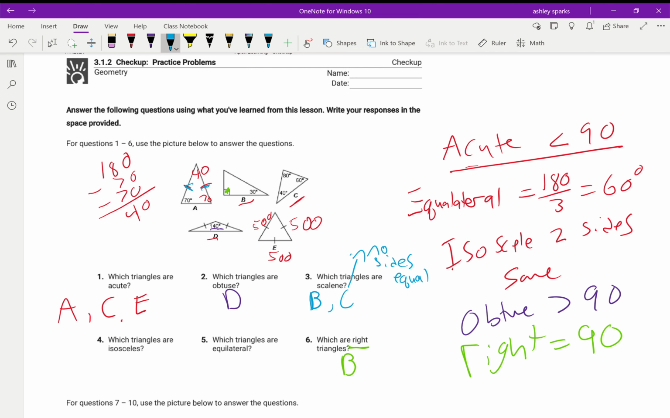For D, I see the markings that tell me that these two sides are equal, so that can't be scalene. And for E, all of the sides are equal, so that also cannot be scalene. So we'll move on to our next ones.